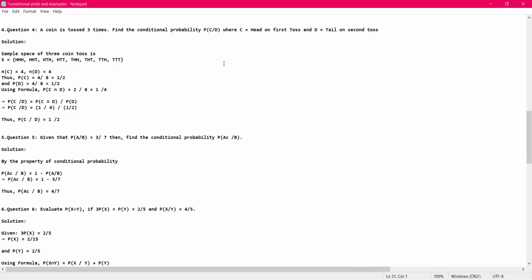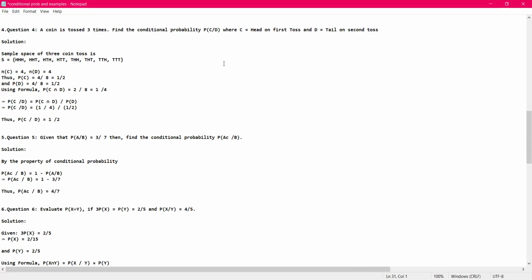What is the n of D? Tails on second toss. It means a tail should be present in the second position. So how many possibilities are there? 1, 2, 3, 4. Total 4 possibilities are there. So n of D equals 4.